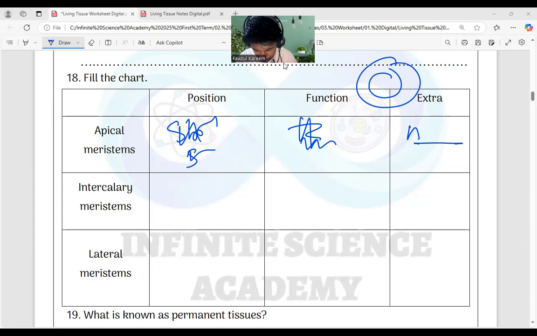Grade 11, sir, Tamil medium online class is going on. If there is a class, please, okay, that is another message. Okay.